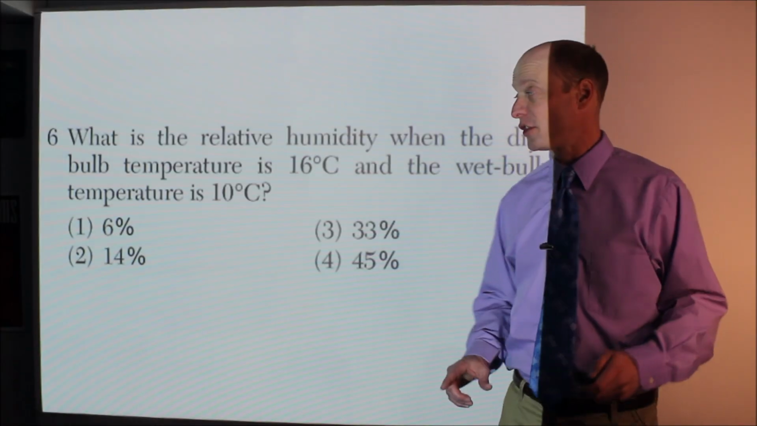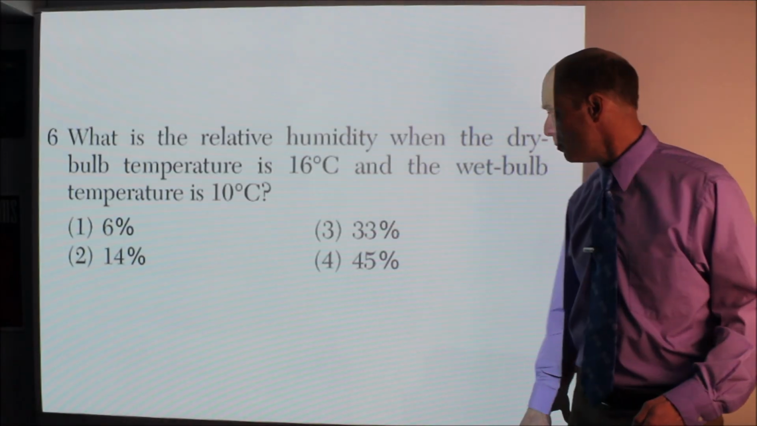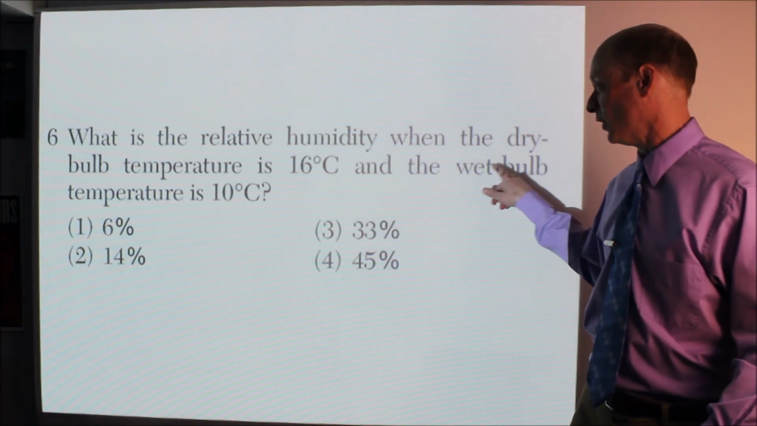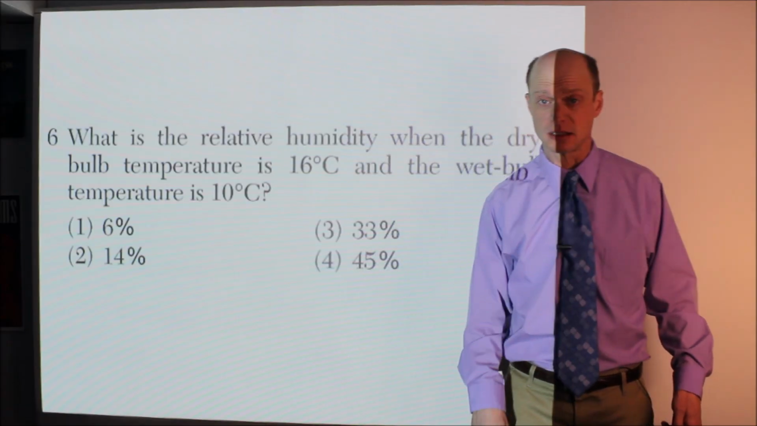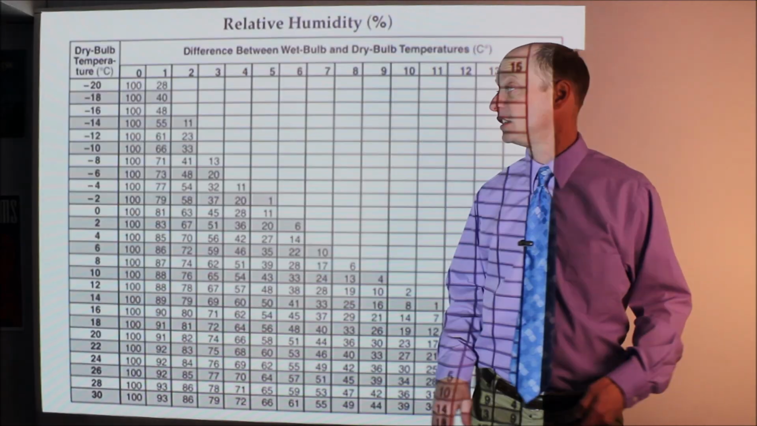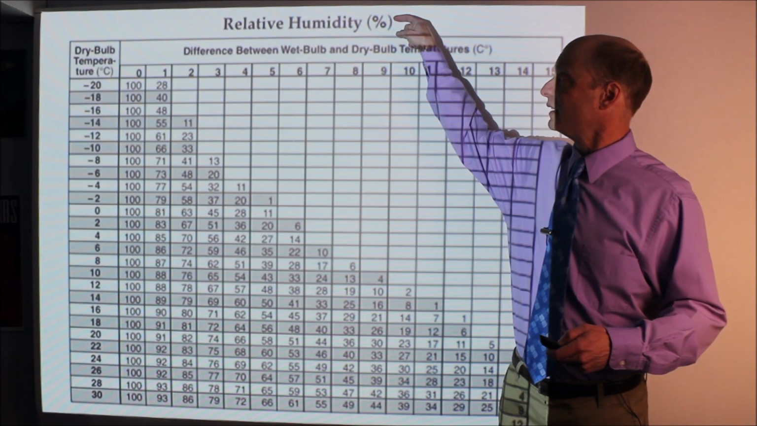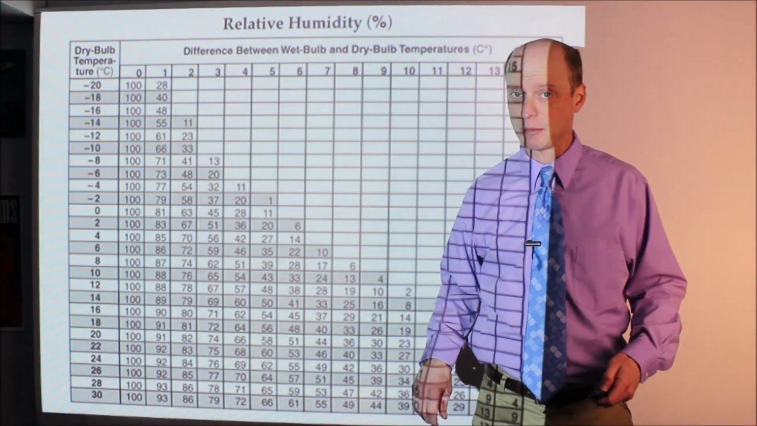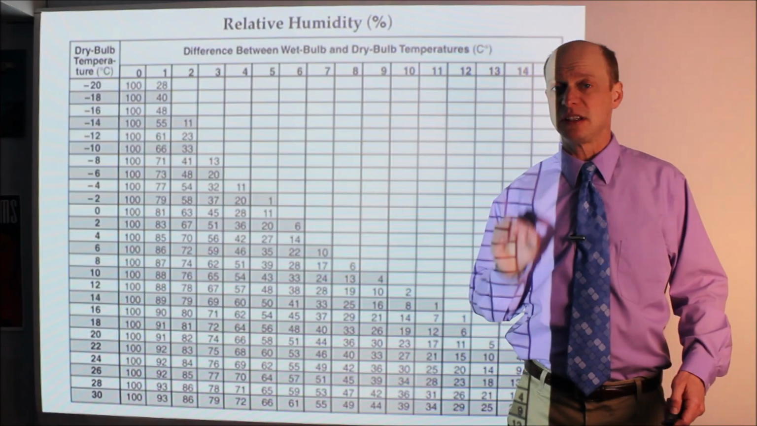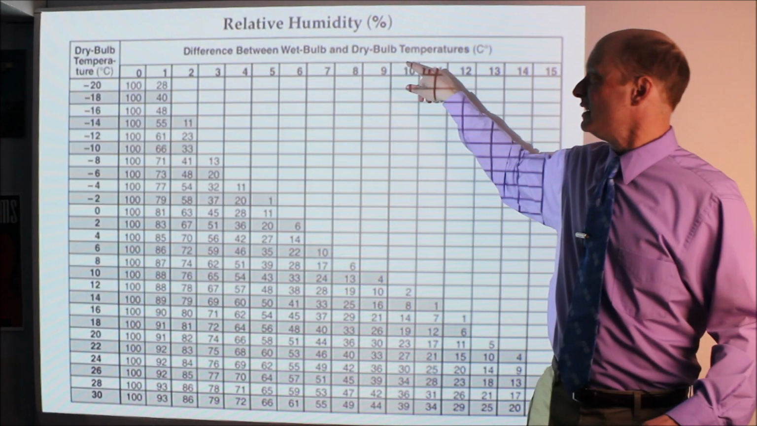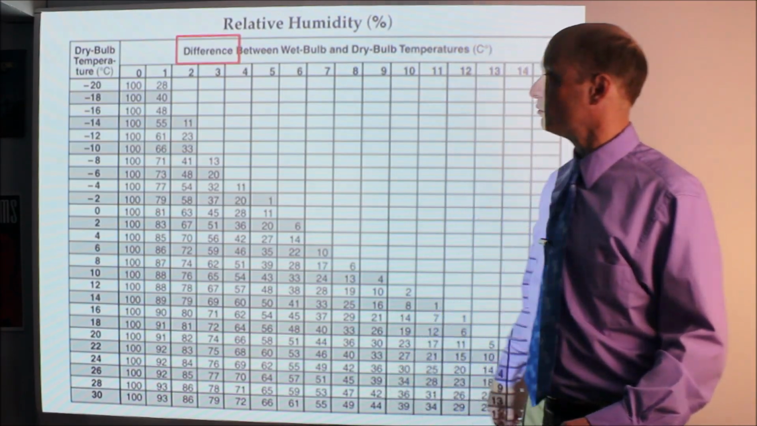Question 6, a weather question. Here we go. What is the relative humidity when the dry bulb temperature is 16 degrees Celsius and the wet bulb is 10 degrees Celsius? You need the reference table for this. Make sure that you are on the relative humidity chart of the reference table. And the key thing here that I've seen kids get wrong so much is that these numbers here are the difference between the wet bulb and the dry bulb temperature.